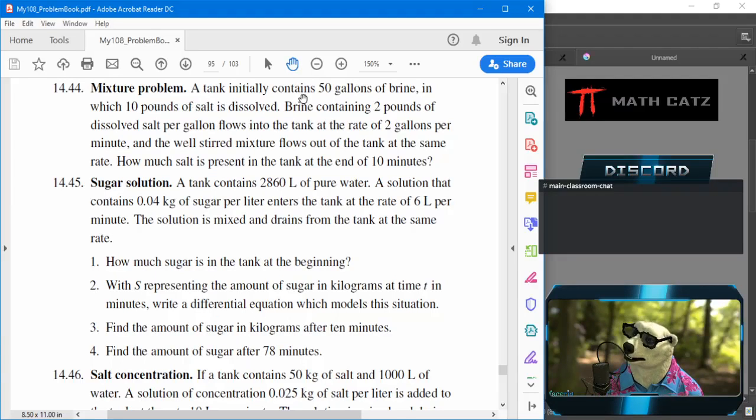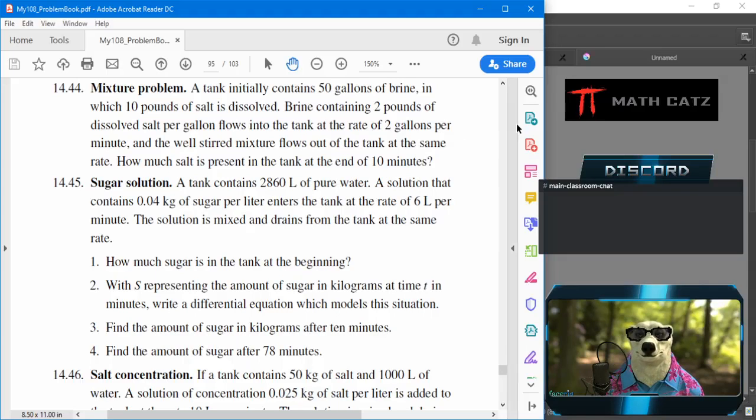A tank initially contains 50 gallons of brine in which 10 pounds of salt is dissolved. Brine containing 2 pounds of dissolved salt per gallon flows into the tank at the rate of 2 gallons per minute, and the well-stirred mixture flows out of the tank at the same rate. How much salt is present in the tank at the end of 10 minutes?